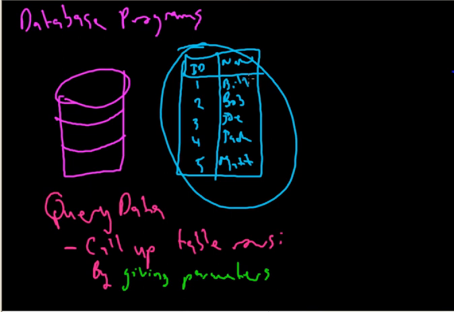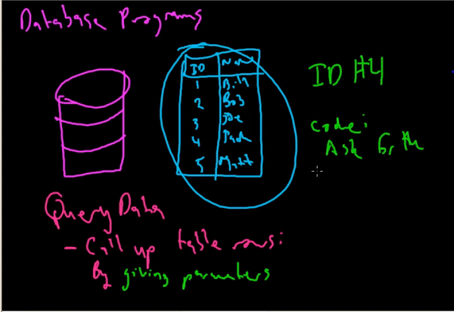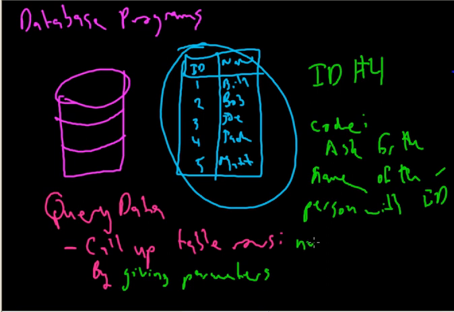Say we want to query the person with ID number 4. We'd put in our code and ask for the name of the person with ID number 4. And so when you put that through the database program, it goes through its database, which is essentially a file.